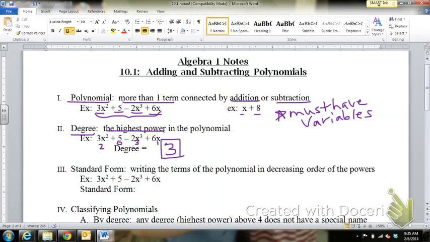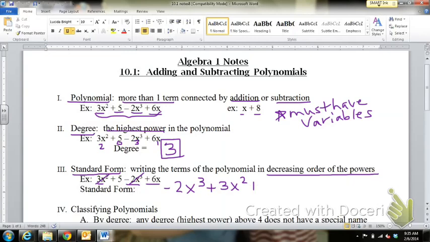Another thing you're going to be asked to do is to write polynomials in standard form. And that just means to put them in decreasing order of the powers. So highest power to lowest power. So the highest power term is this negative 2x to the third. The next one is a positive 3x squared. You want to make sure you keep the signs of everybody so that you have your addition and subtraction.